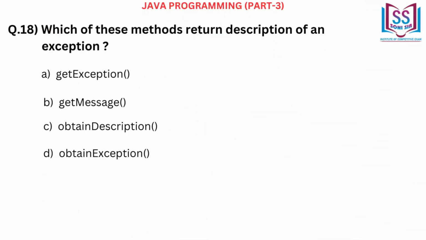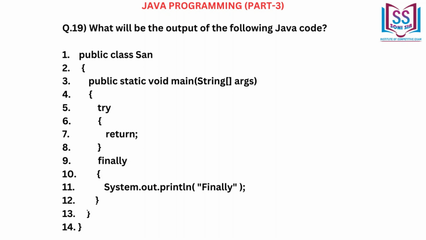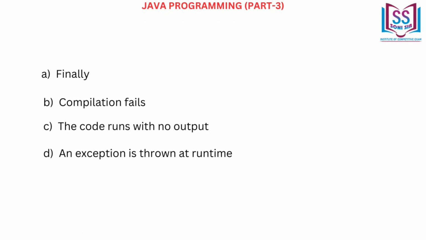Which of these methods return description of an exception? A. getException. B. getMessage. C. obtainDescription. D. obtainException. Correct answer B. getMessage. What will be the output of the following Java code? A. Finally. B. Compilation fails. C. The code runs with no output. D. An exception is thrown at runtime. Correct answer A. Finally. Because finally will execute always.